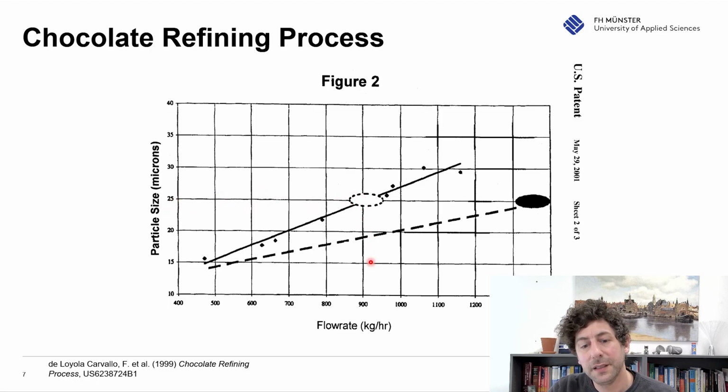And this is the flow rate you can do after the old process. And now you can have a much higher flow rate, but still have 25 microns. So the aim here is to reach a certain particle size. This is what you sell. This is your product property. So chocolate quality depends strongly on the property of the particle size of the cacao powder.